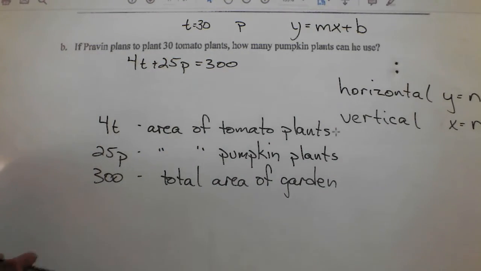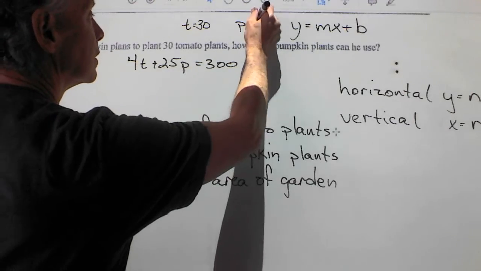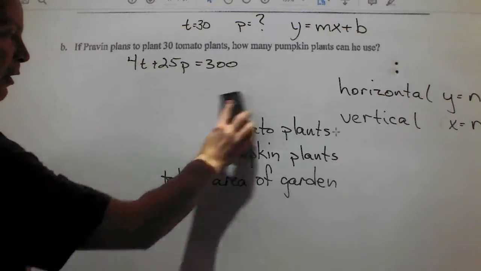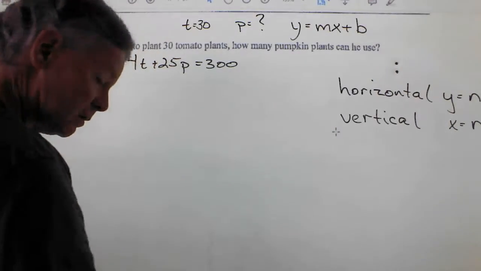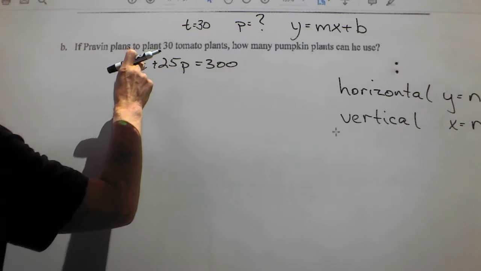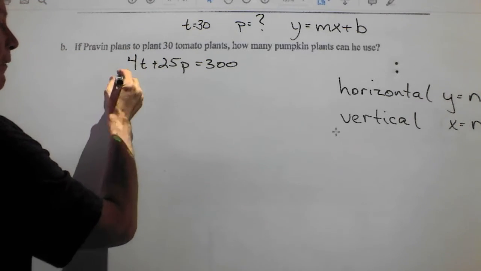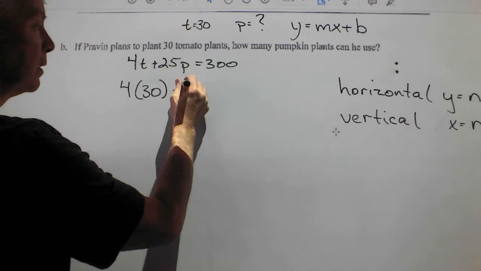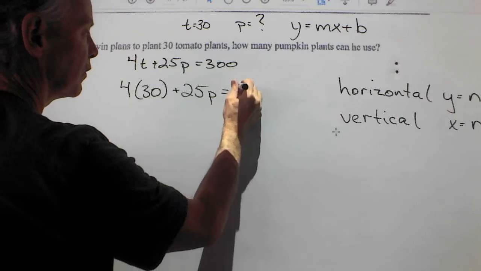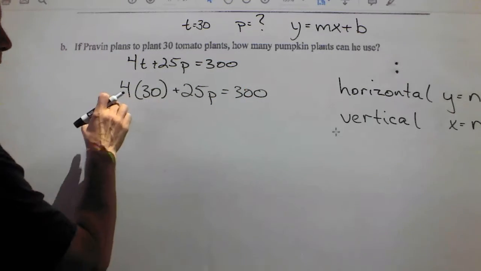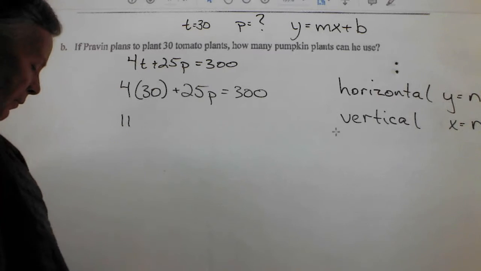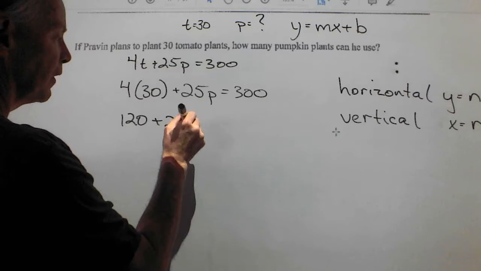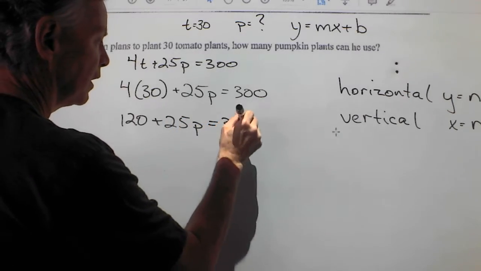P, okay? Knowing that T equals 30. Okay, just let me make some room here. So if T equals 30, we substitute that value for T. So it becomes 4 times 30 plants plus 25P equals 300. Simplify the left side. 4 times 30 is 120 plus 25P equals 300.